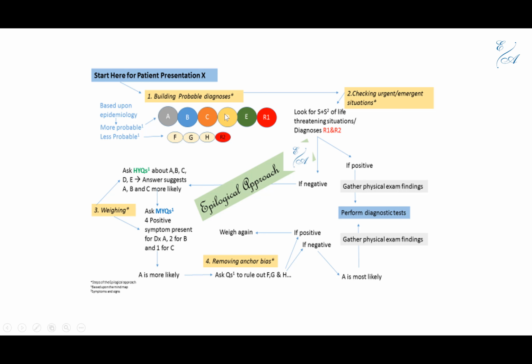These are the 4 steps of this approach. So whenever you are seeing a patient, there are 4 steps that you go through, and I'll talk about these 4 in detail here in a second. But basically these are building probable diagnosis for the problem or for the patient presentation or chief complaint, then checking urgent and emergent situations, weighing all the information, and removing anchor bias.